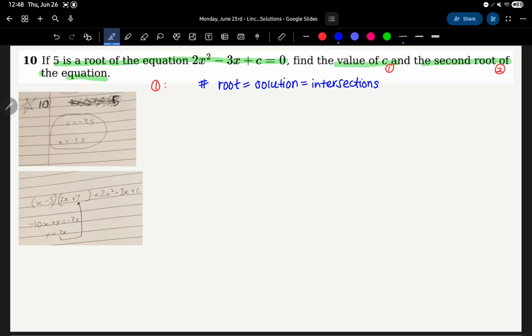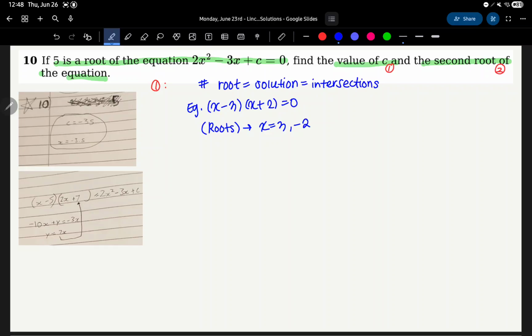What if I have an example equation of (x minus 3) times (x plus 2) is equal to 0? What are the roots here? The roots here are going to be x is equal to 3 and minus 2, correct?